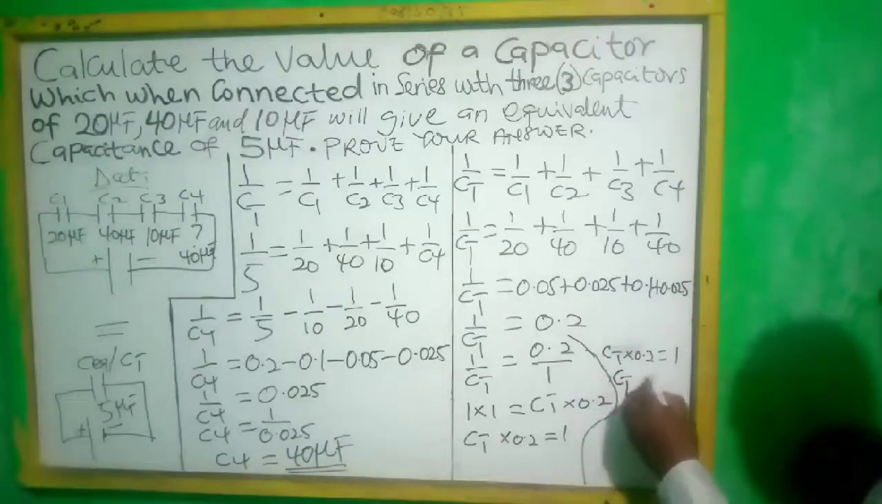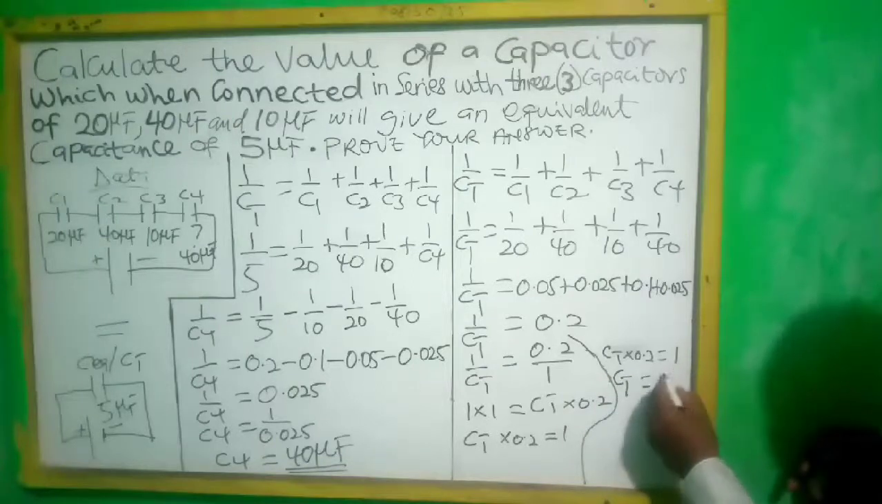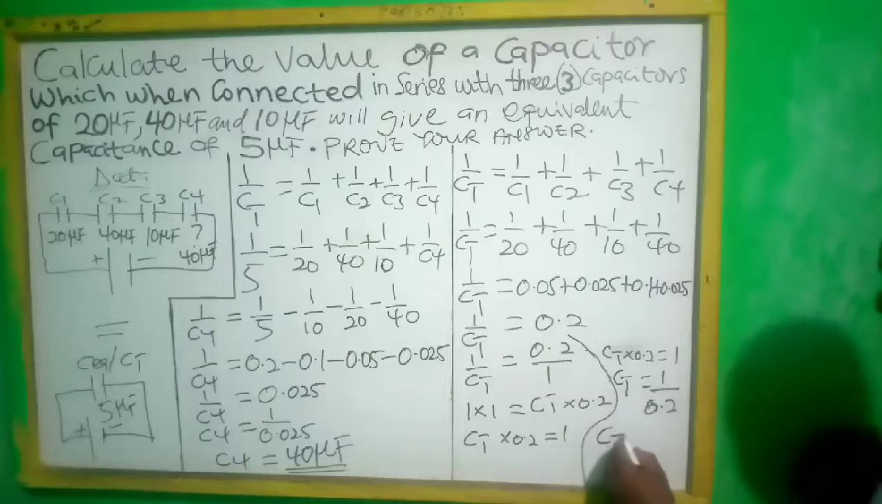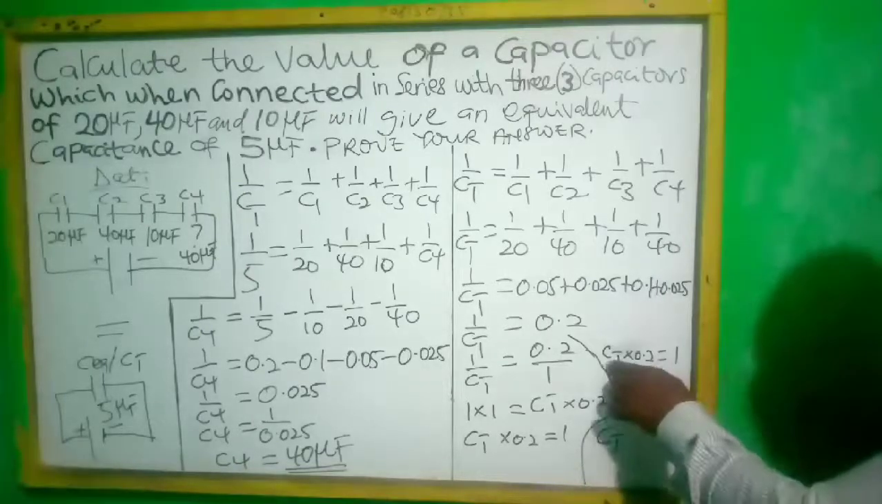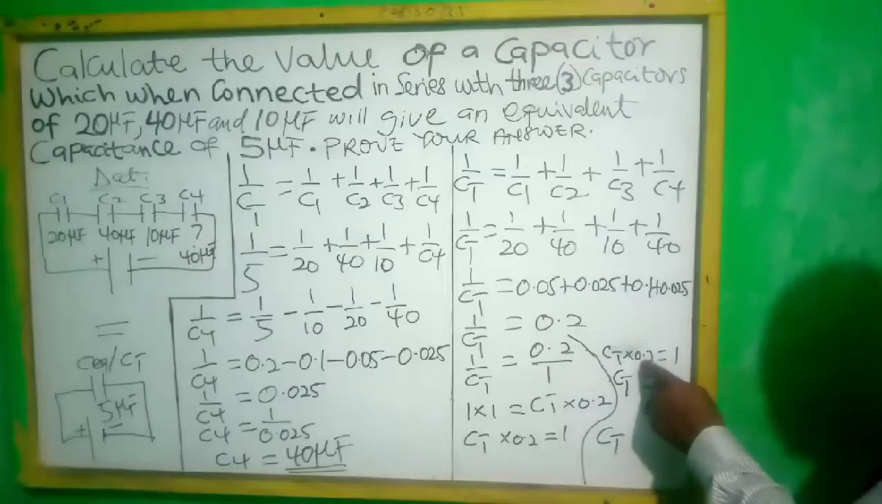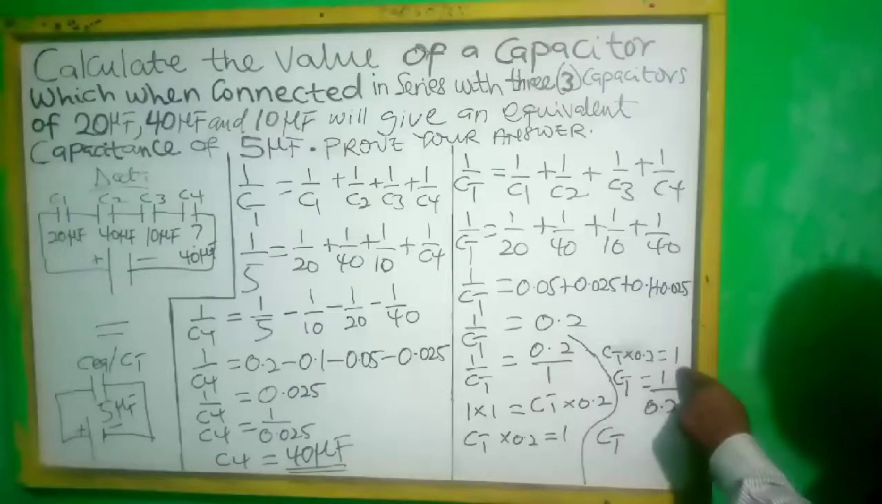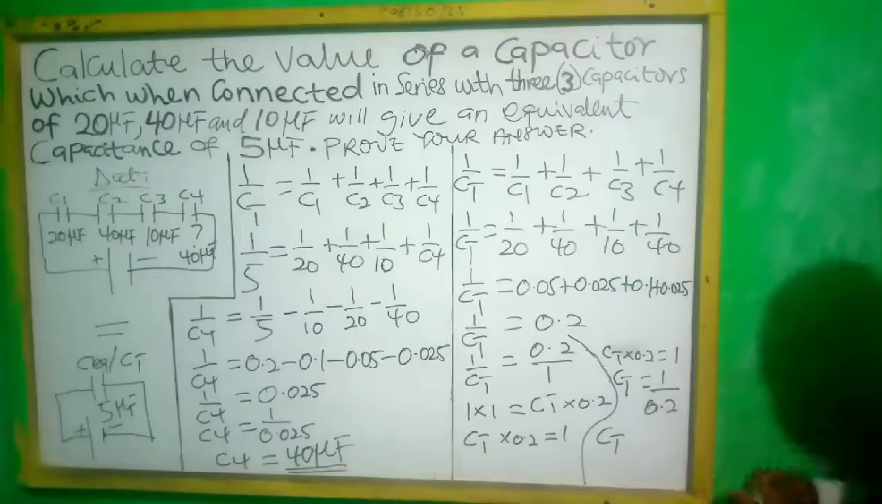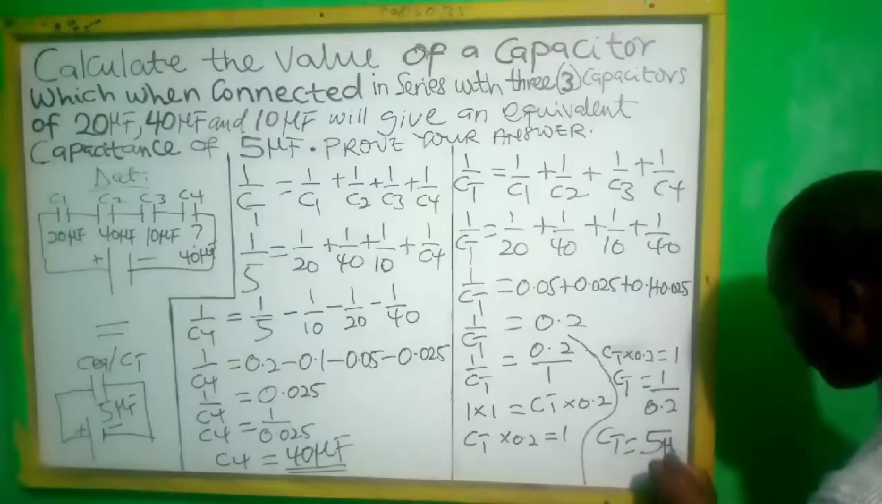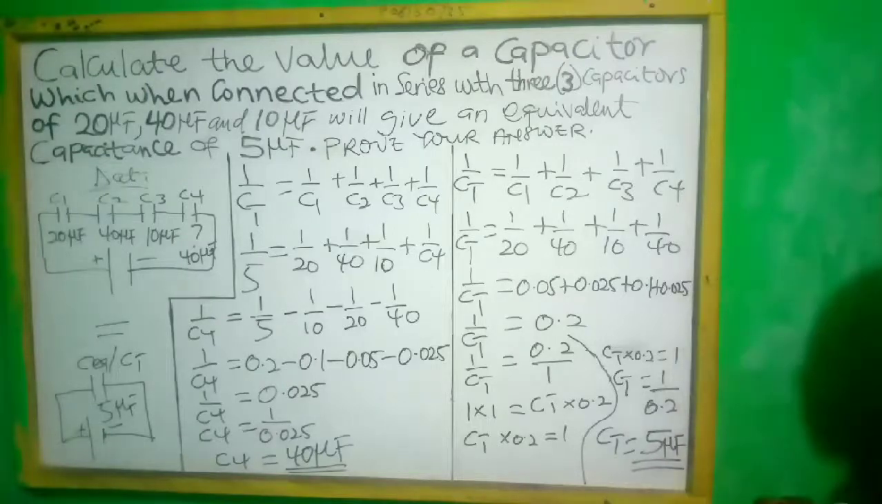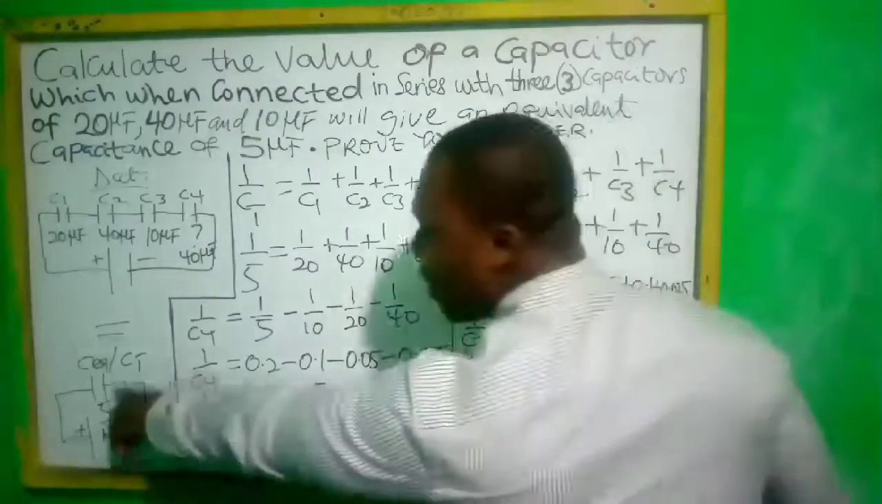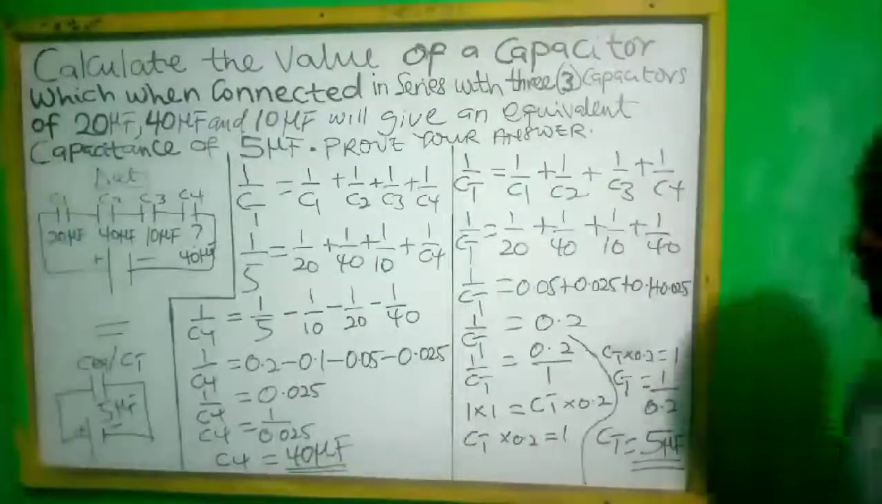So CT will stand alone, which is going to be 1 divided by 0.2, because 0.2 is multiplying CT. As CT stands alone, when 0.2 crosses the equal sign, you have to divide by it. So 1 divided by 0.2 is going to be 5 microfarad. So this is the answer. At the end of it all, we have our C total, or our C equivalent, as 5 microfarad.